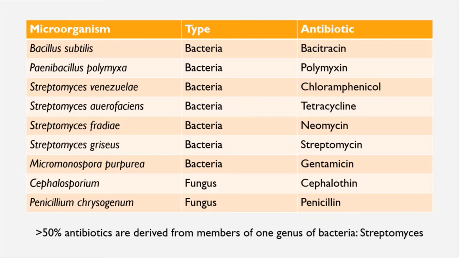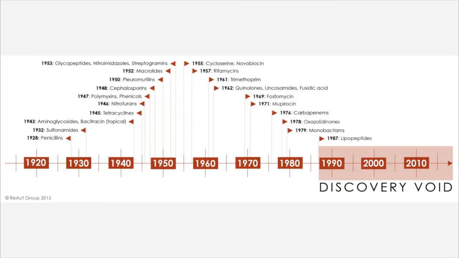At the same time, scientists have not been discovering new antibiotics to replace those that are no longer useful due to resistance. Here we can see a timetable displaying the rate at which different antibiotics were discovered ever since the first one, penicillin, was isolated back in 1928. After penicillin was discovered, there was a flurry of discovery of different antibiotics up through the 1950s, 60s, and 70s, and then that started to taper off.